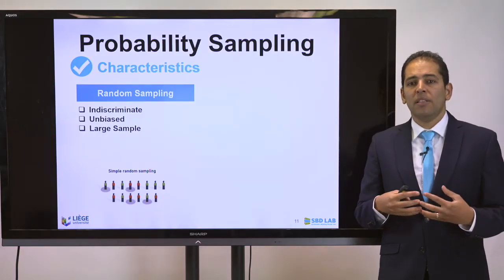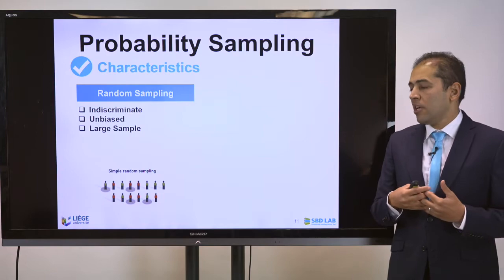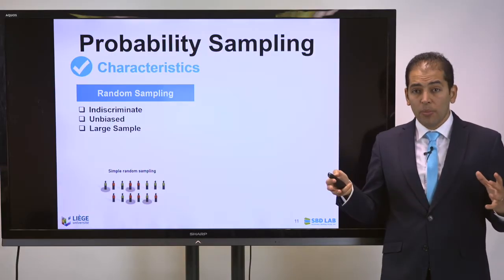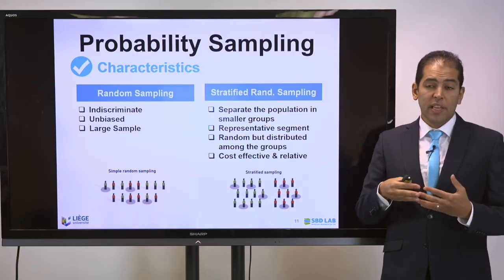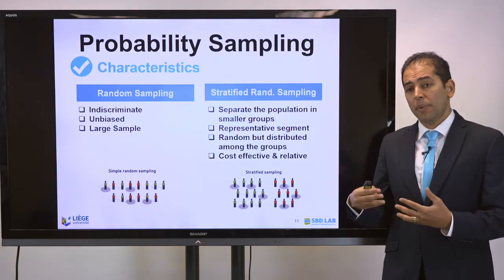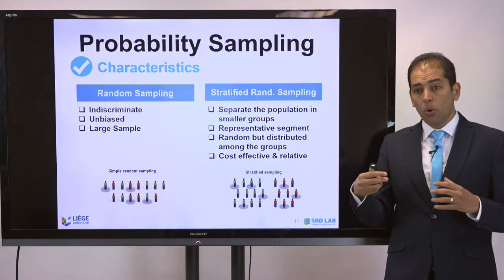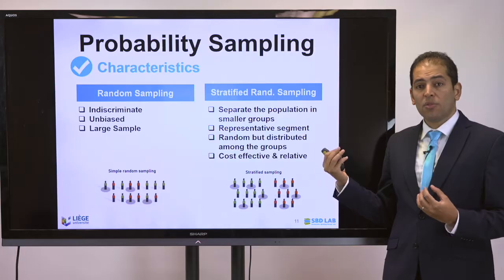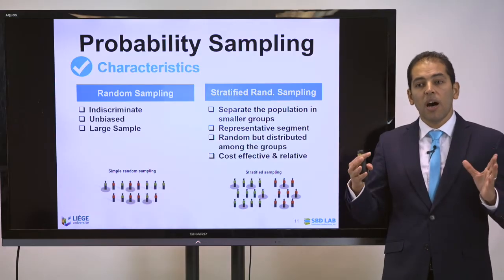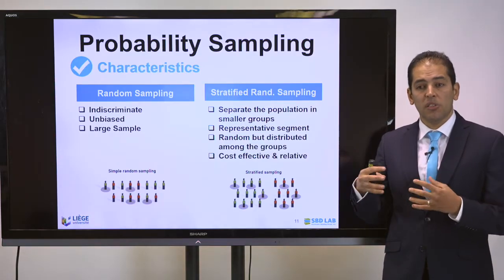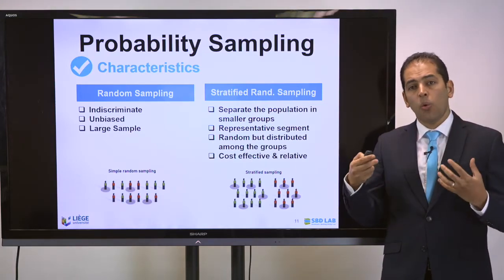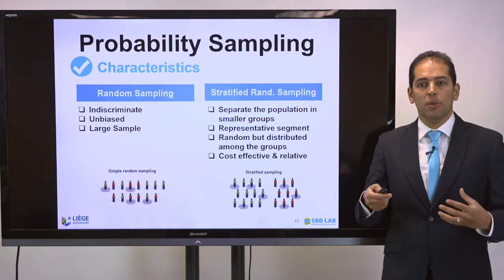Now, when we look deeper in random sampling, what are the characteristics of random sampling? First of all, it needs to be indiscriminate, it needs to be unbiased, it needs to have a large sample. And in this sense, we can go further in detail and use a more sophisticated technique of random sampling, which is called the stratified random sampling, where we can separate the population in smaller groups that are more representative from a segment point of view, and then we will have the randomness, but it will be distributed among the groups, and we can have these stratified samples, and for sure it's cost effective and it is very relevant. So this is a way to make your random sampling more feasible.